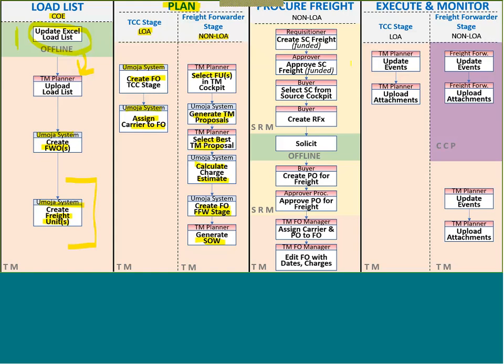Also, for the non-LOA scenarios, for the stage of procurement freight, the one before last, we won't be looking at how to create these shopping carts for freight, because that would just take the majority of our session. The same goes for approving or creating the PO. But we are going to assign carriers, freight POs, to freight orders, and see how we can edit dates, charges, and freight orders.